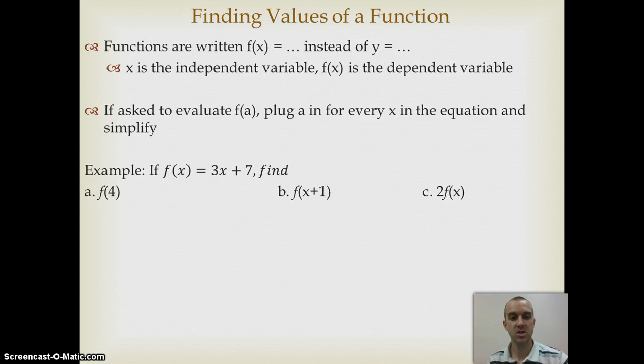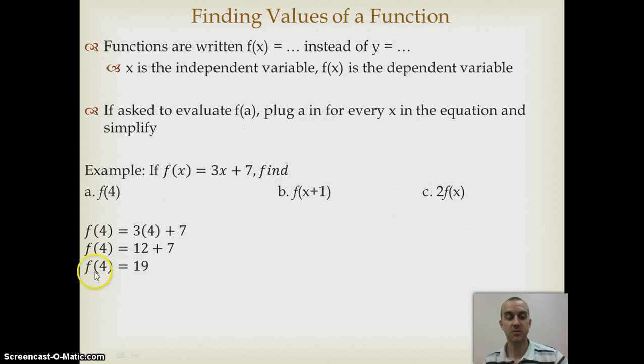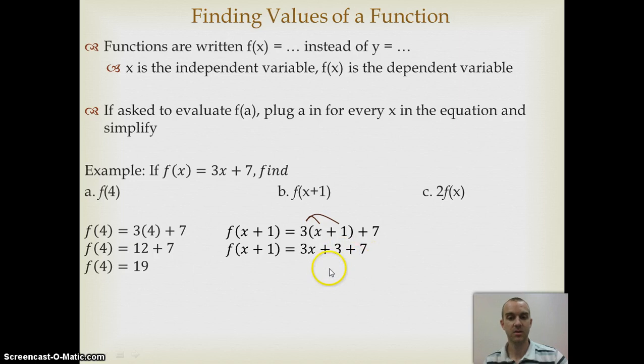Say I have the function f of x equals 3x plus 7, and I'm going to evaluate at different inputs here. So f of 4 means I'm literally going to plug a 4 in for x and simplify. 12 plus 7 gives me 19, so the function at 4 is 19. If I had f of x plus 1, that means I'm going to replace my x value with x plus 1. Now I distribute the 3 to both terms so that I get 3x plus 3 plus 7. So 3x plus 10 is going to be equal to the function of x plus 1.